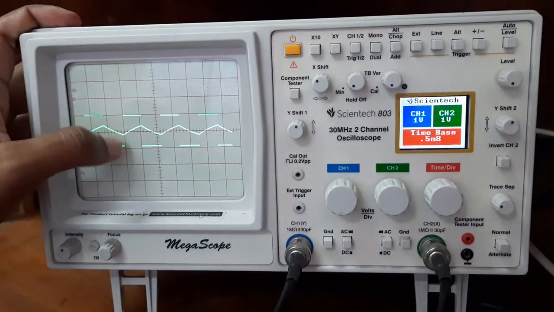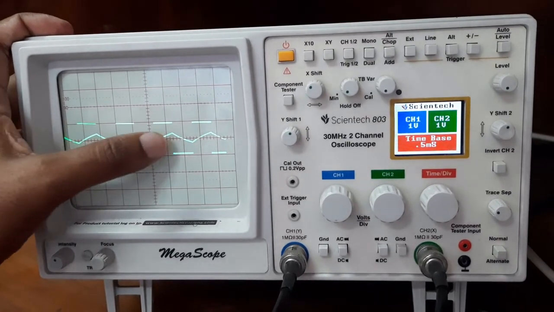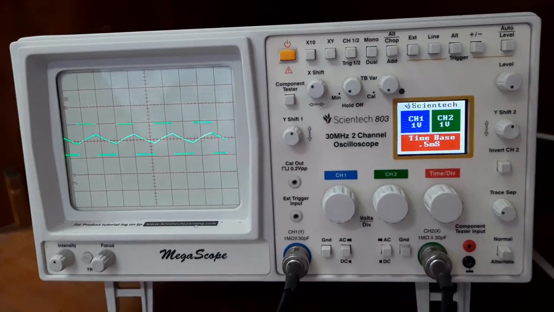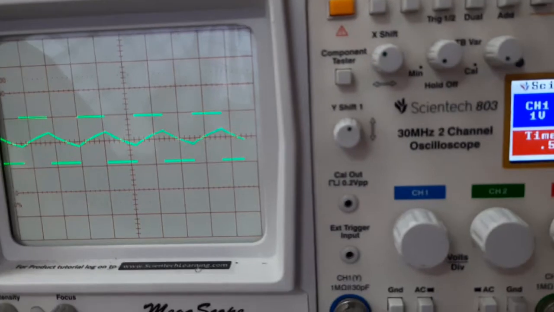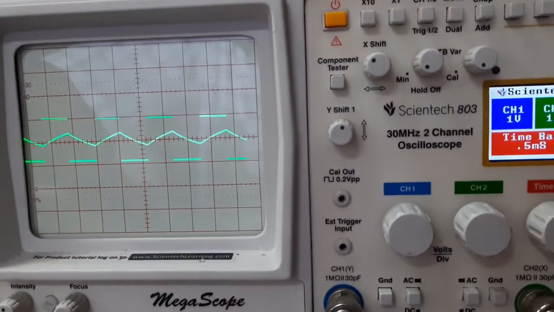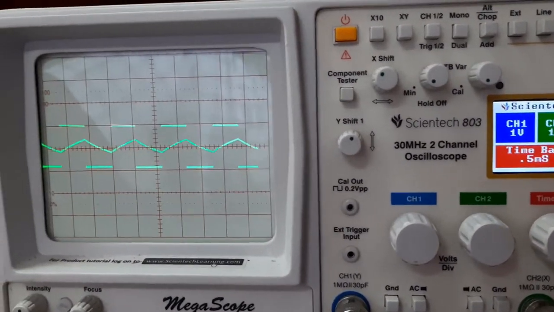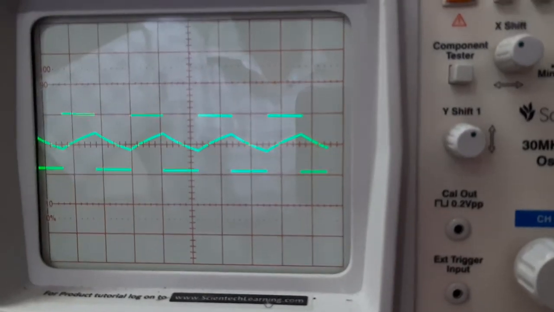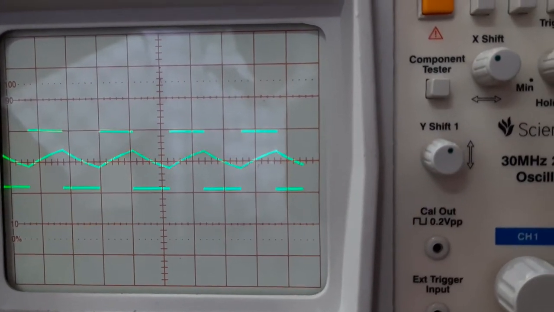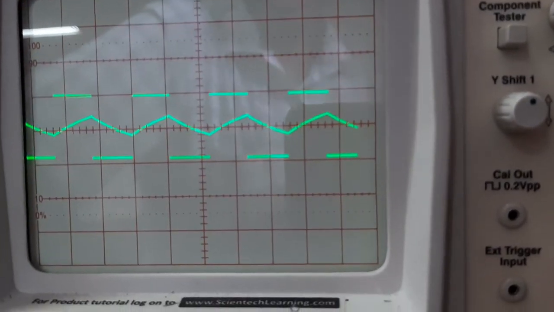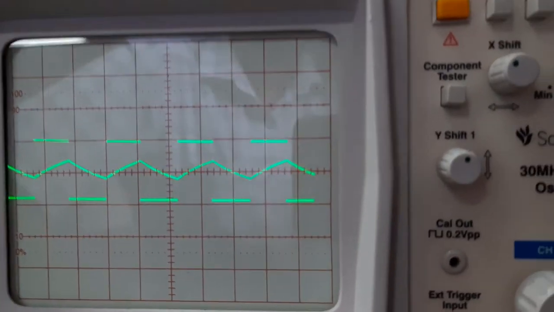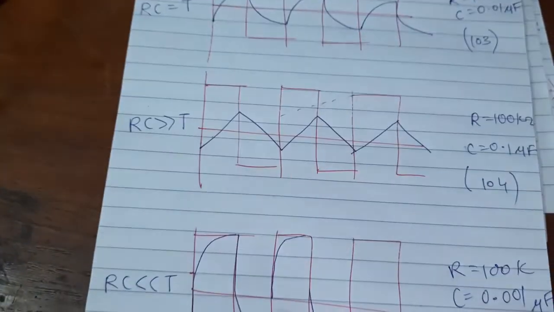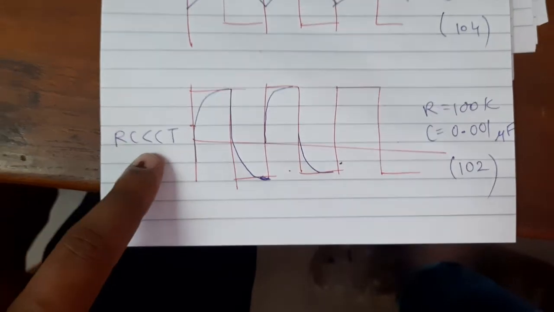So for a square wave input, you are getting proper triangular waveforms, correct? So in this case it behaves as a proper integrator. You just need to see these waveforms, you need not measure in this particular experiment. So for square wave inputs you are getting a proper triangular output. Now we'll see this case, when RC is less than T, how does it behave?